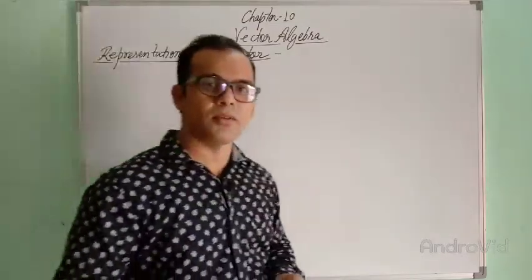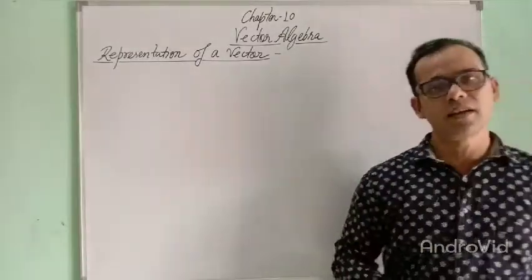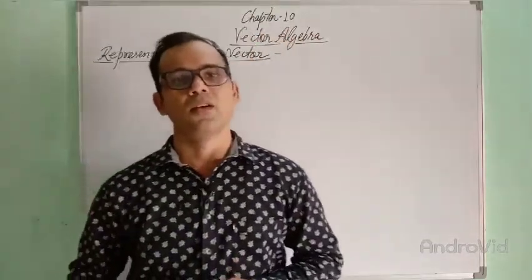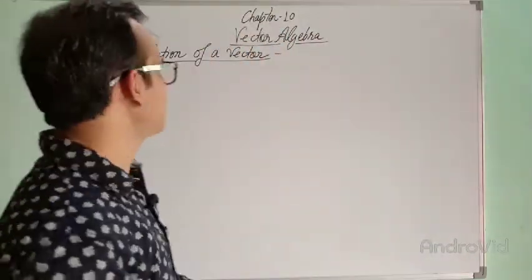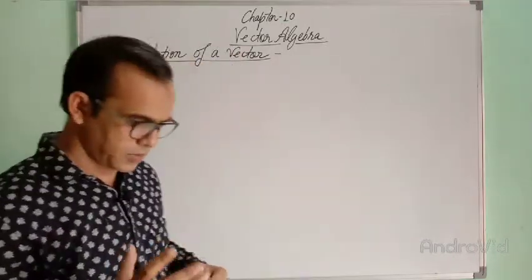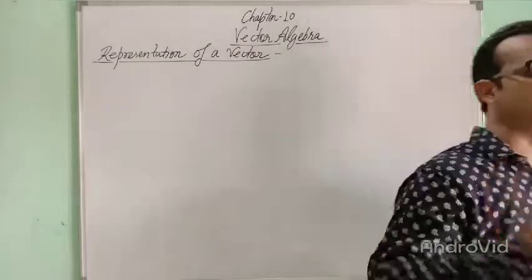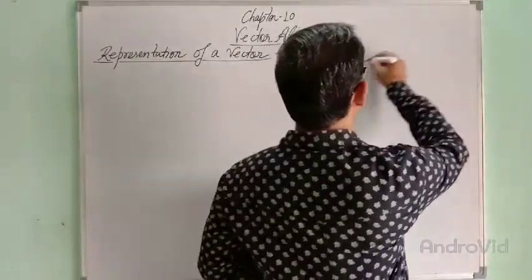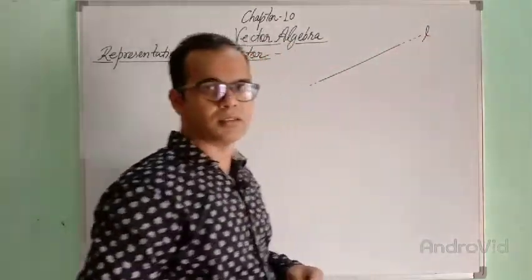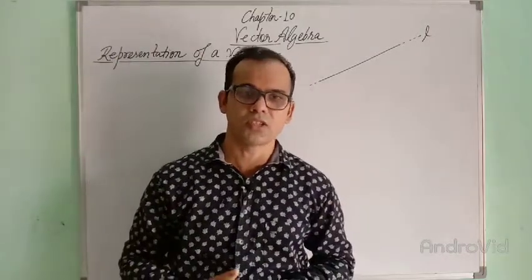Now in this video we will discuss how to represent a vector quantity and the other concept, the position vector. Okay, so first we will discuss how to represent a vector quantity. For this purpose, let's suppose there is a line L in space. So this is the given line L that is in space, or a three-dimensional coordinate system.